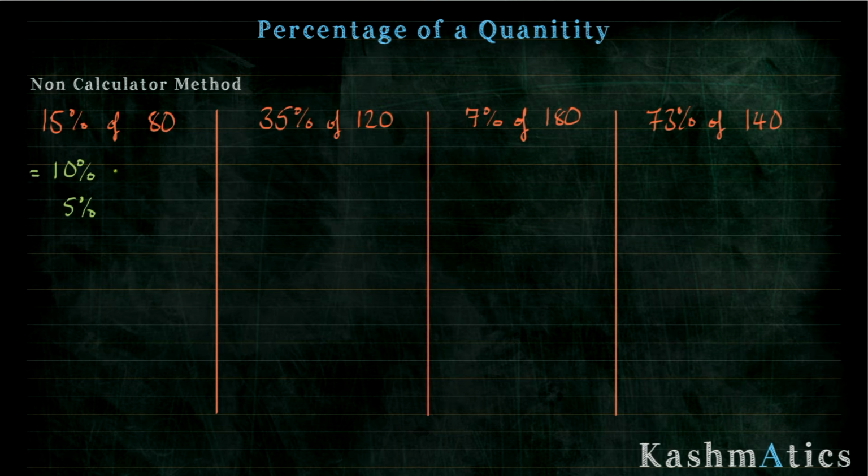So 10% of 80 would be 80 divided by 10, which is 8, and that means 5% would be half of that, which is 4. So to work out 15%, I would just work out 10% plus 5%, which would give me 12, so that's nice and easy.